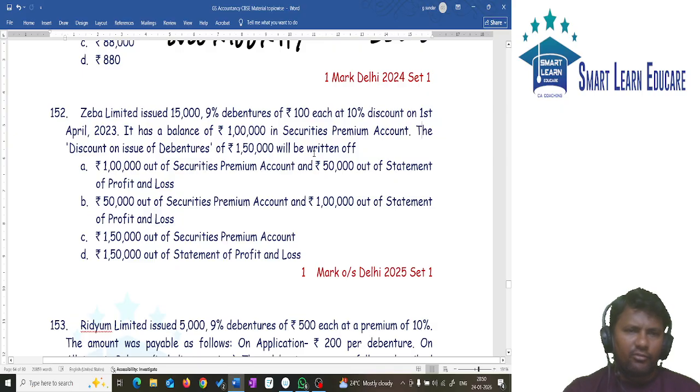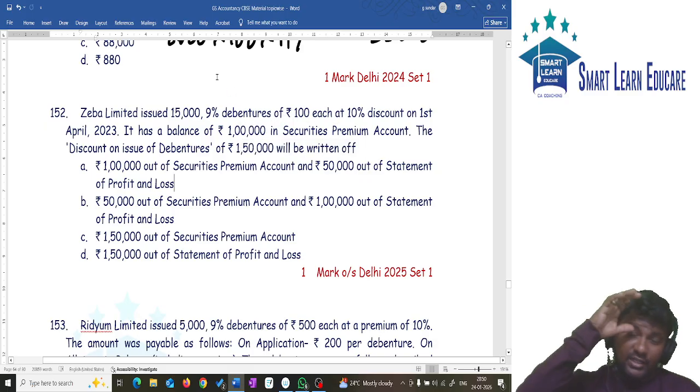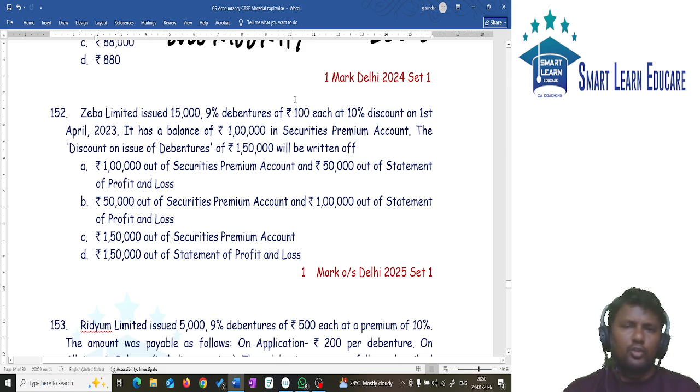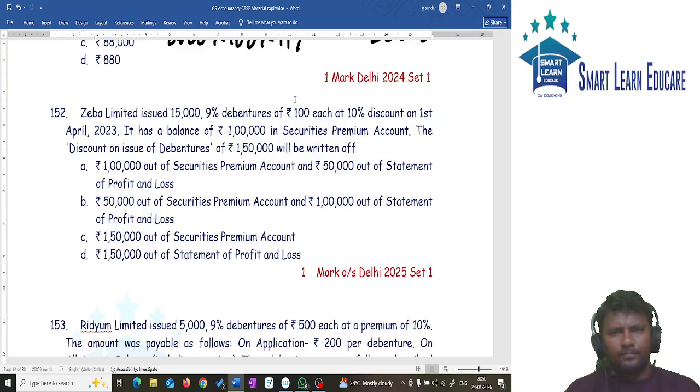So securities premium we have is 1 lakh. Discount on issue of debentures we have is 1 lakh 50,000. So when we issued the debentures there is a discount of 1 lakh 50,000. The discount of 1 lakh 50,000 will be written off, they have said. So we need to see what the answer to this is. Go through the question once. So debentures were issued at a discount only at the time of issue. So there is a loss. What should we do to write it off?